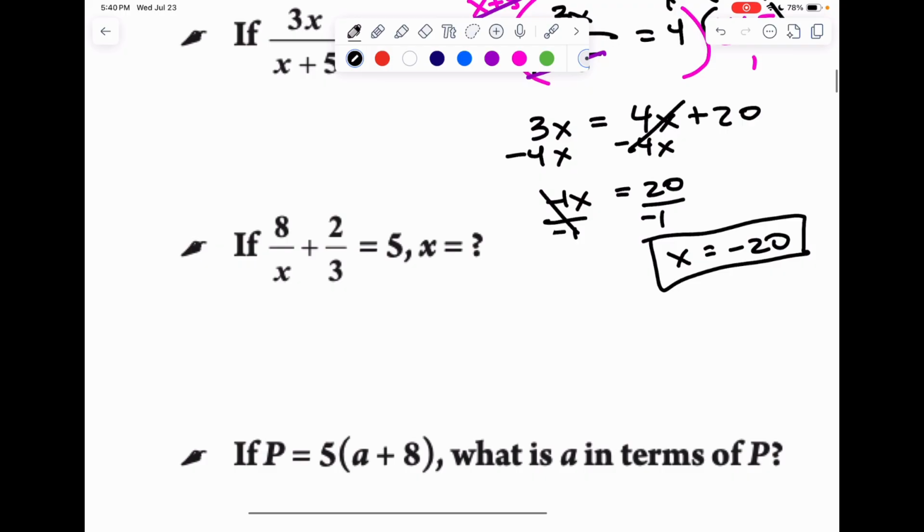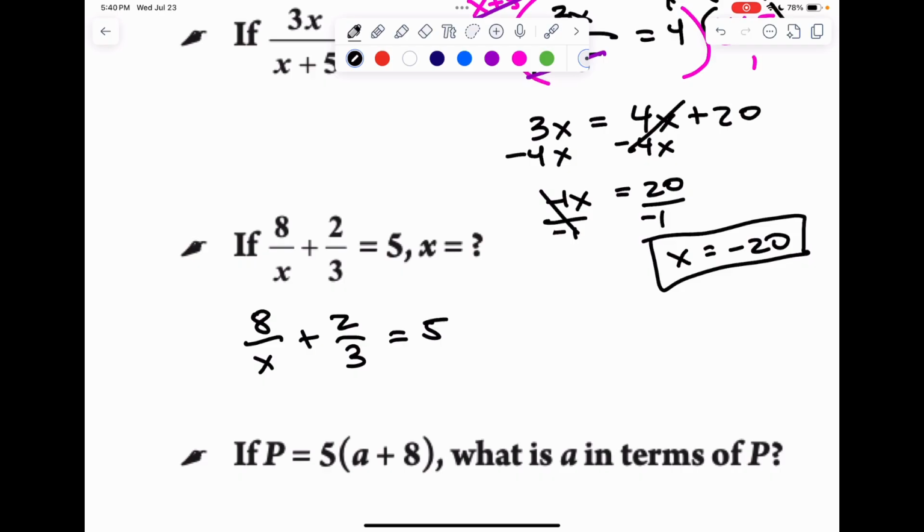Now this next one looks a little spicy, but really we're just adding fractions together, and we know how to do that. We have 8 over x plus 2 over 3 equals 5. Now we have some options here. We can do the same thing by isolating our variable term by subtracting 2 over 3. So we can try that to start.